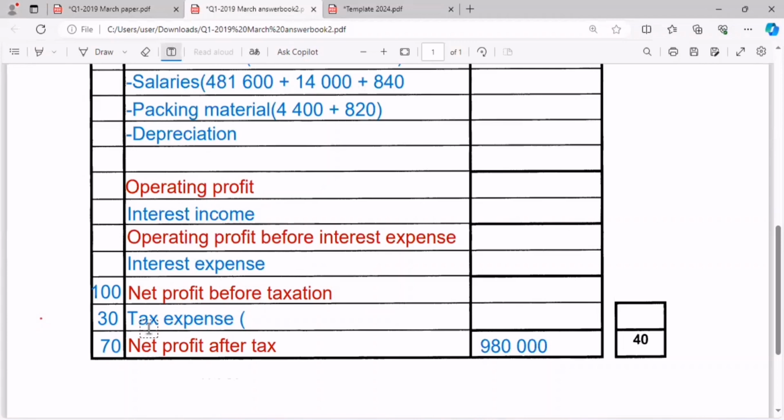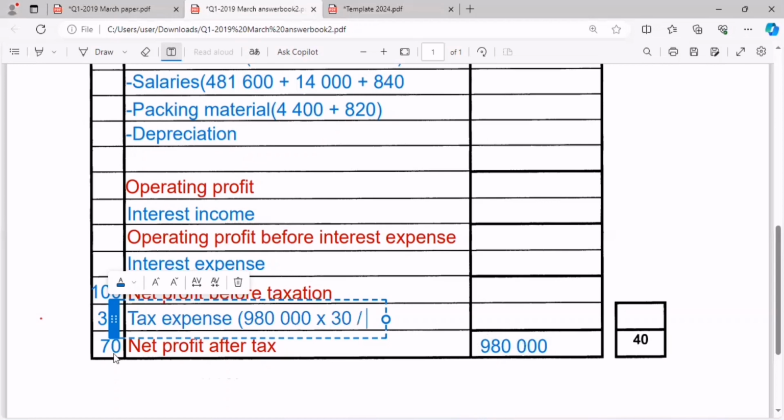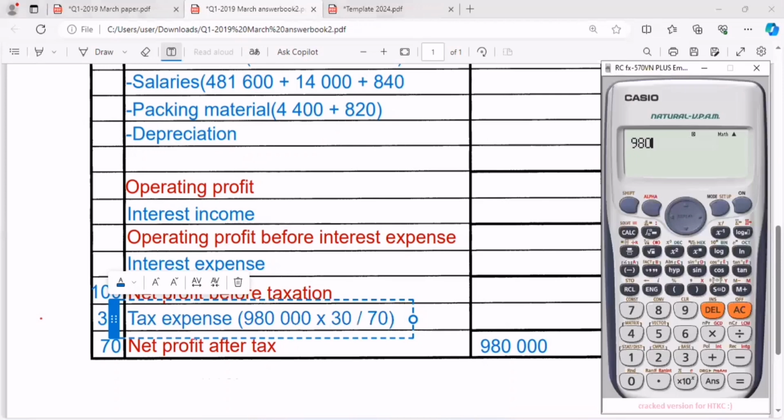So now we want to calculate the tax expense. Mind you, we are using 980,000, which is the net profit after tax. And remember, the net profit after tax is represented by 70%. So we take 980, we multiply by, we want the tax expense. So the tax expense is represented by 30%. So we do not divide by 100 because the amount that we are using is 980, which is represented by 70%. So we divide by 70. So that is how we correctly calculate the tax expense. So 980, the net profit after tax, multiplied by 30, divided by 70. So the tax expense is 420.